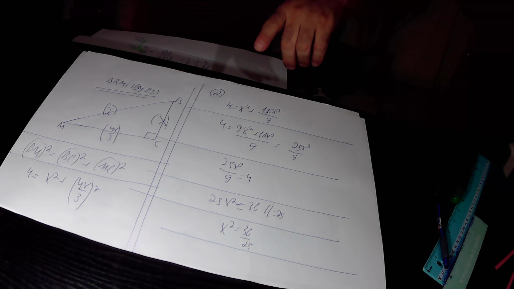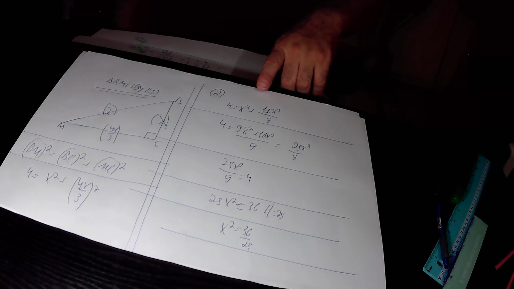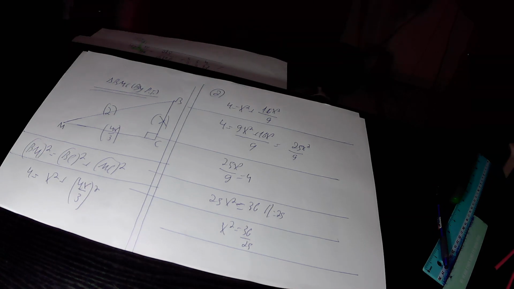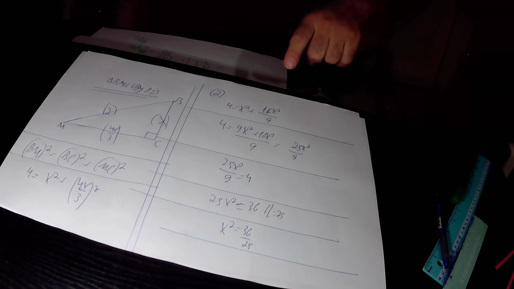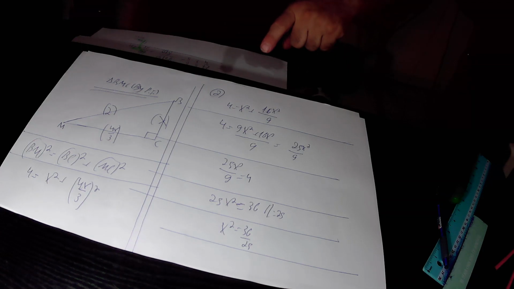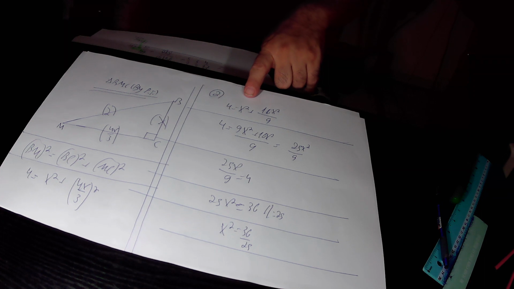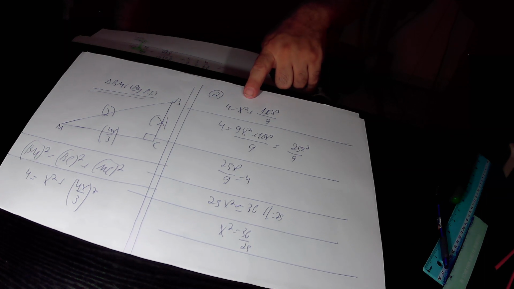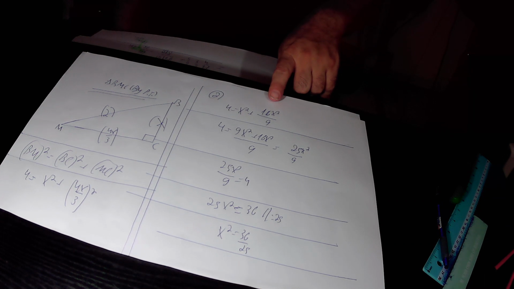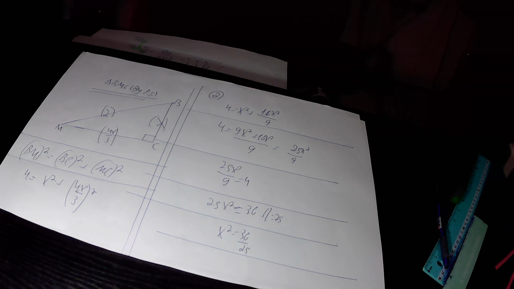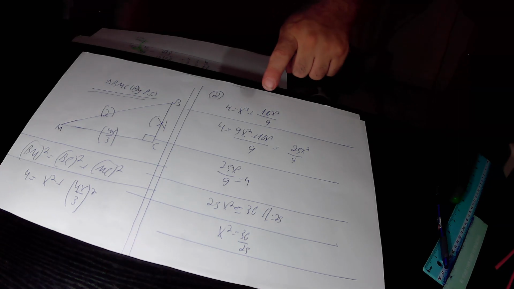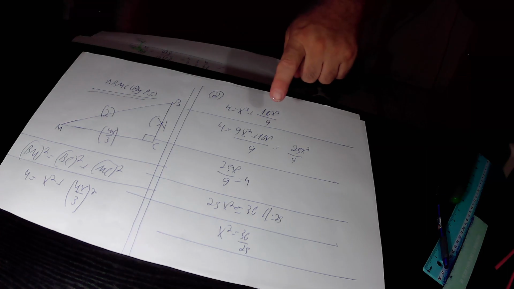So in total, we found out that 4 equals x squared plus (4x over 3) squared, which is 16x squared over 9. So 4 equals x squared plus 16x squared over 9. We multiplied x squared by 9 and then divided by 9 in order to get a common factor with this expression. We finally found out that 4 equals 9x squared over 9 plus 16x squared over 9.